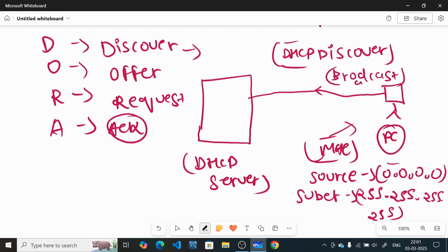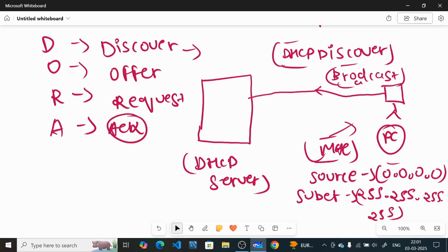Broadcast packet means it will be sent to everyone in the network, every DHCP server. You can take a screenshot of the discover packet: who sent it, who received it, and what it contains. The MAC address of the client machine, the source IP is 0.0.0.0, and the subnet mask is 255.255.255.255. That is a broadcast subnet mask. Okay, so let's move forward to the offer packet.